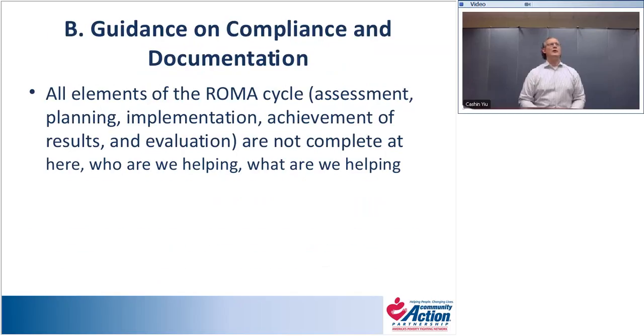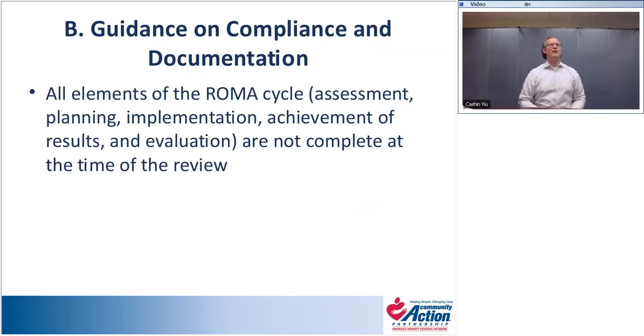So turning to Section B on guidance on compliance and documentation, again, a common question or challenge might be making sure that all elements of the ROMA cycle, assessment, planning, implementation, achievement of results, and evaluation are complete at the time of the review. So again, this is a standard where you're probably going to have to provide some additional background to explain how you've incorporated all those different elements. But again, you would have to have all 5 of those elements of the ROMA cycle included and be able to illustrate this.